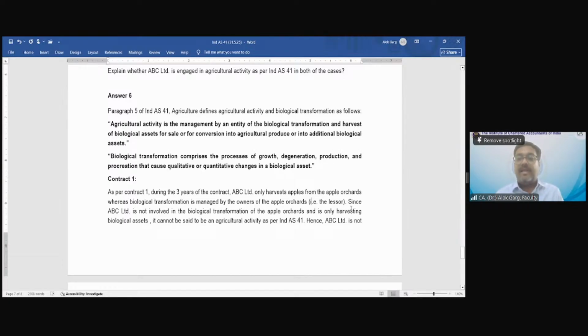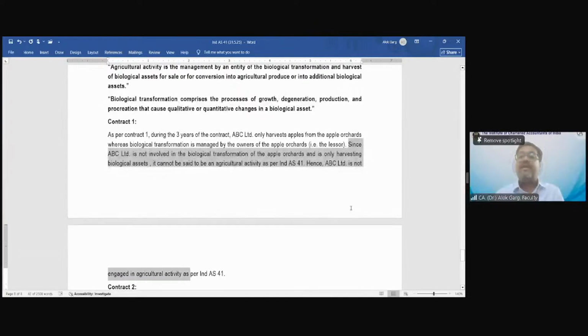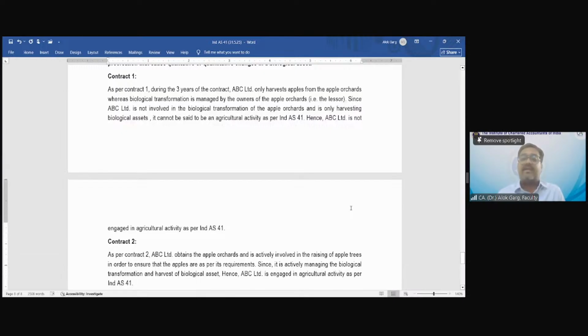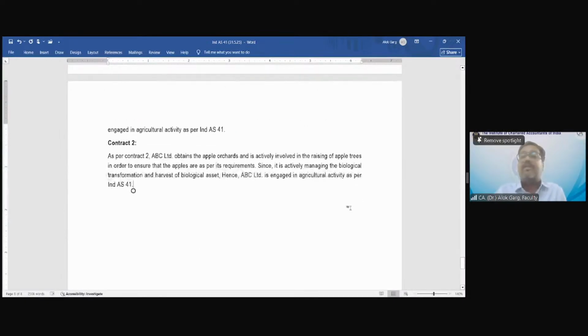Since ABC Limited is not involved in the biological transformation of the apple orchard and is only harvesting the biological asset, which is apple, it cannot be said to be an agricultural activity as per Ind AS 41. Hence, ABC is not engaged in agricultural activity. But what about contract number 2?